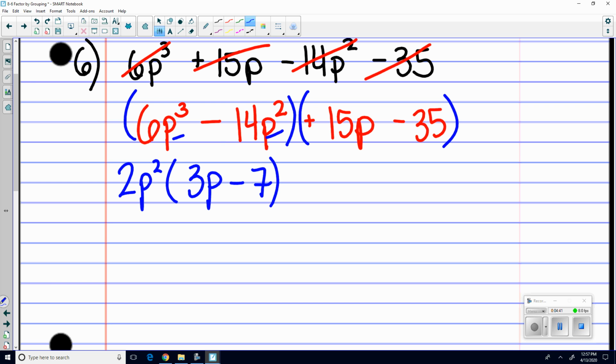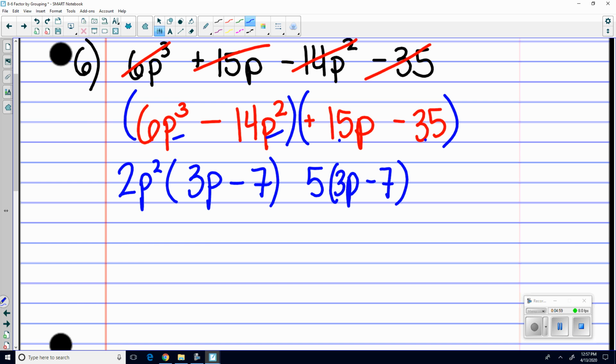All right, I need the other one to say 3p minus 7. Let's pull out their greatest common monomial factor. 15 and 35 both definitely share a 5. I'm going to pull out a positive 5 so I don't change any of my signs. And I would have p, minus 3p, let's put it in there, minus 7.